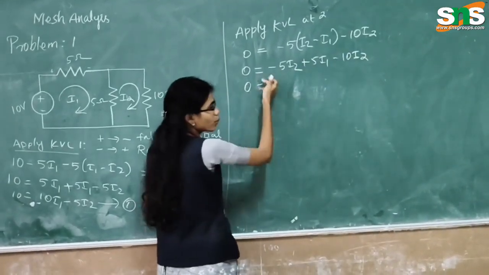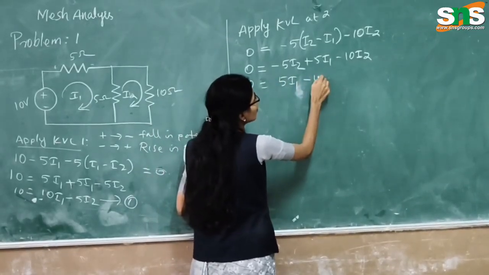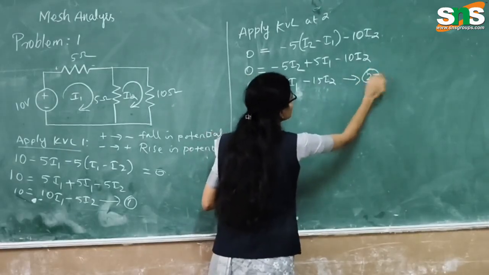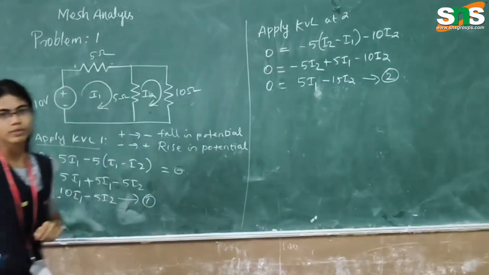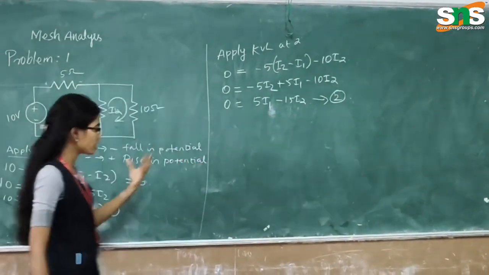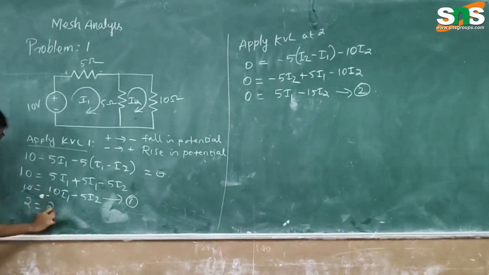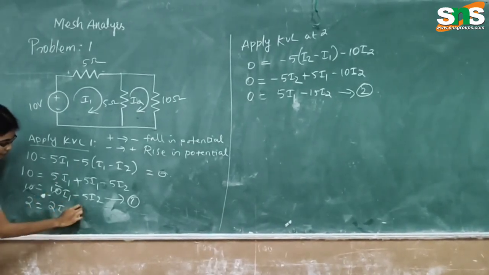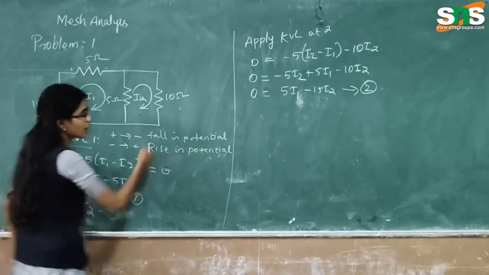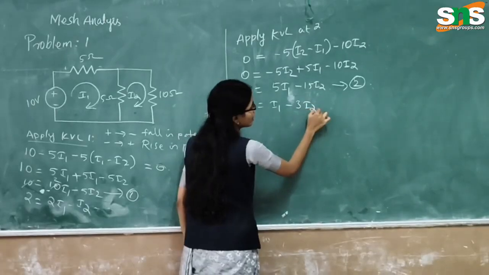Rewriting in terms of I1 and I2, we get 5 I1 minus 15 I2. This is considered as equation number 2. Then we have to reduce the equations. In the first equation we reduce it to 2 equal to 2 I1 minus I2, and in the second equation, I1 minus 3 I2.